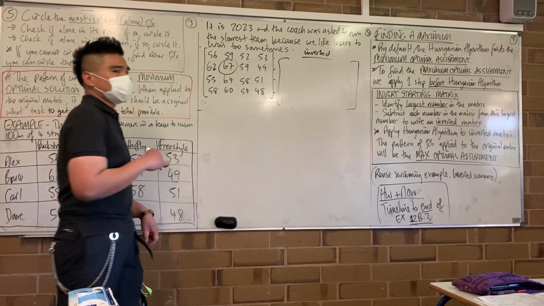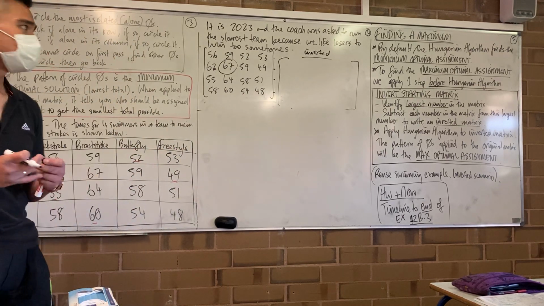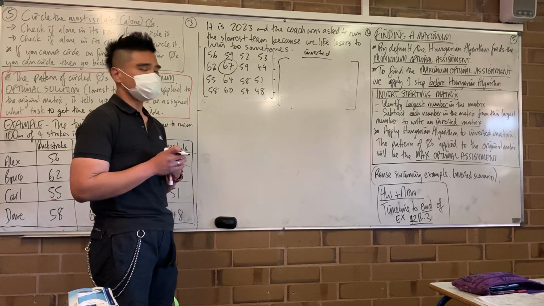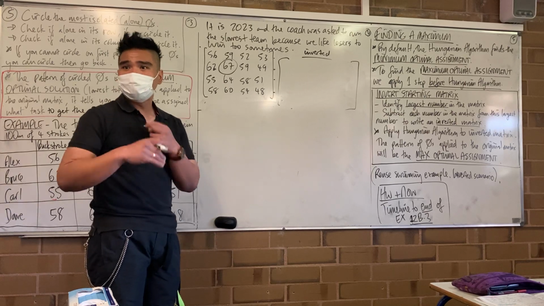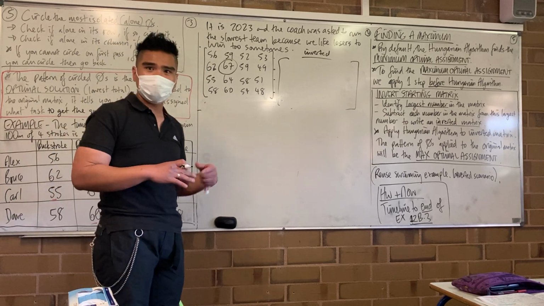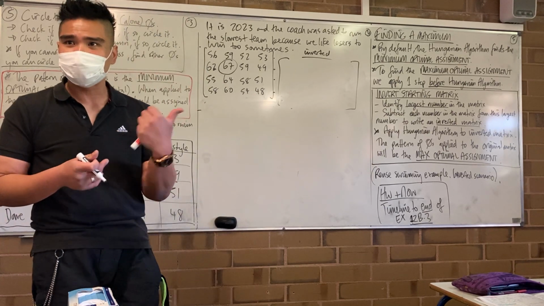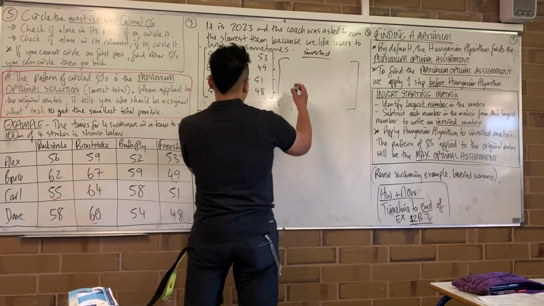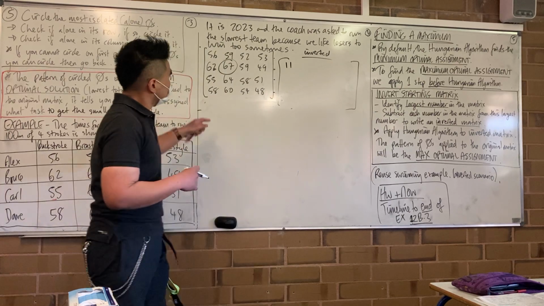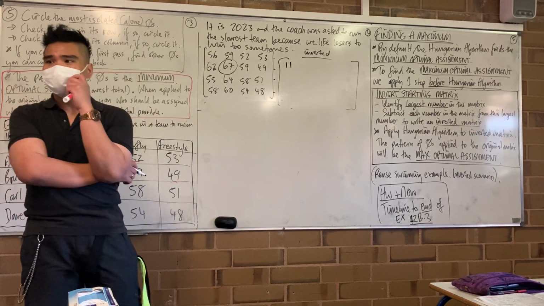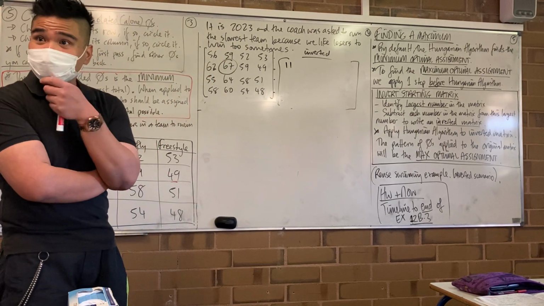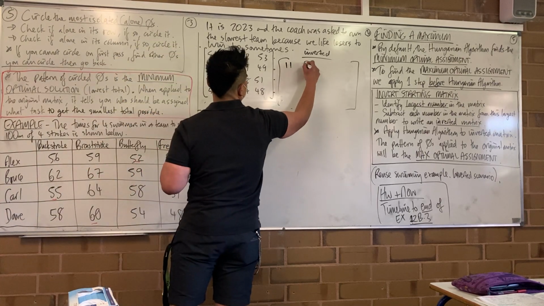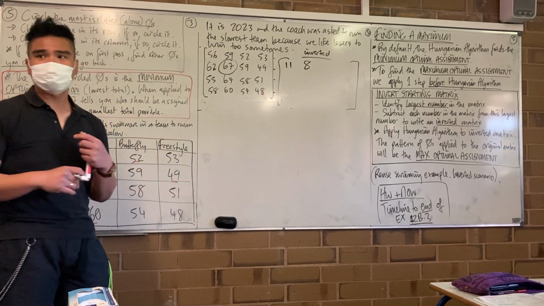What's 67 take 56? Go back the other way. Go 56 going up to 67. 56 to 66 is 10 plus 1, so 11. 59 to 67, what do we have? 8. 52 to 67? 15.